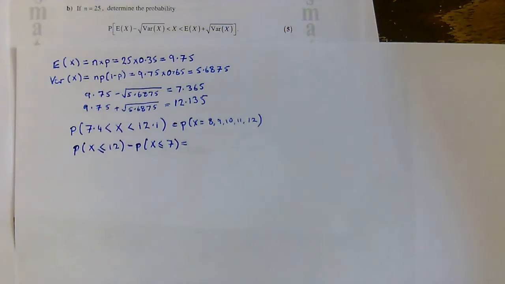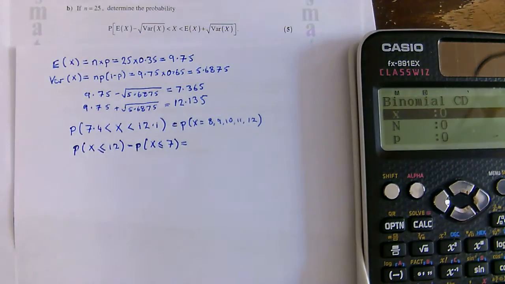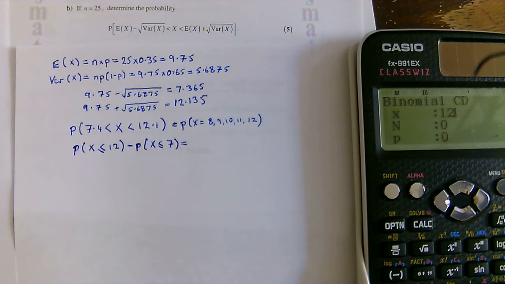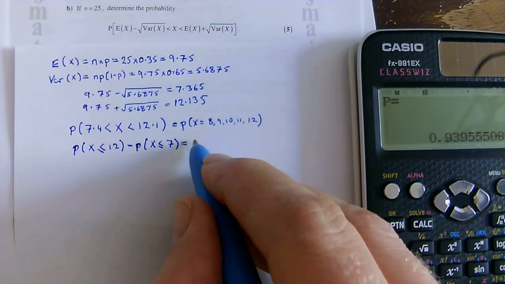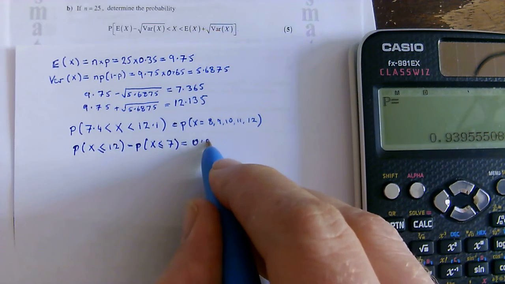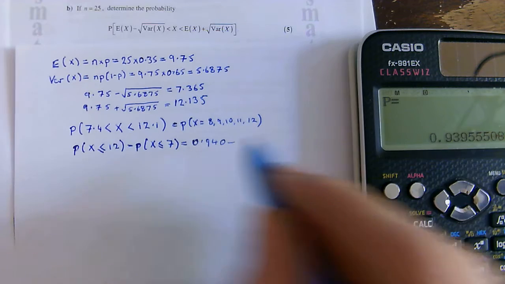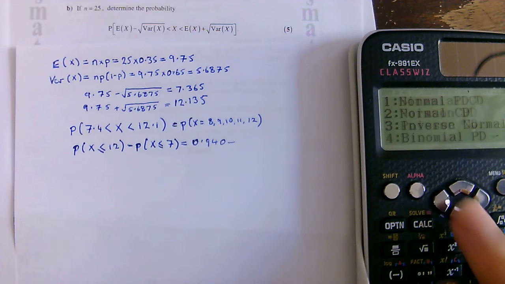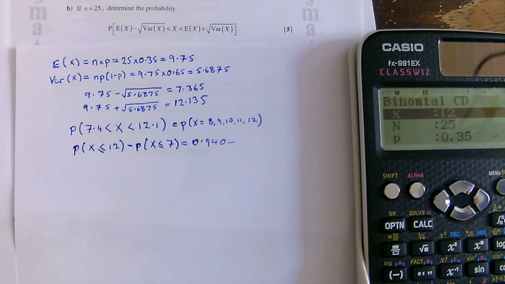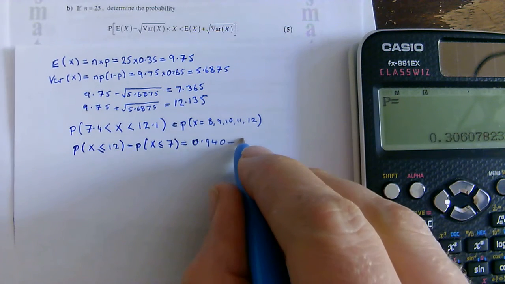And we're going to use our graphics calculators to do that. So I'm going on to binomial CD. I know that x is 12, n in this case was 25, p is 0.35, and it tells me the probability that x is less than or equal to 12 equals 0.940. Minus the probability that x is less than or equal to 7, which is 0.306.